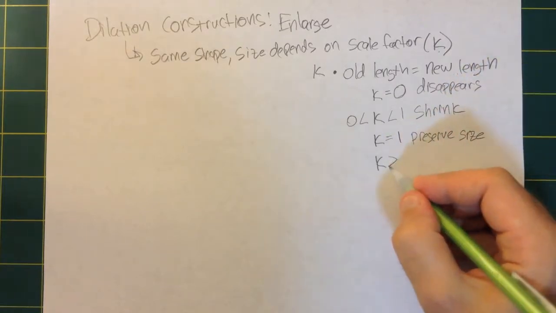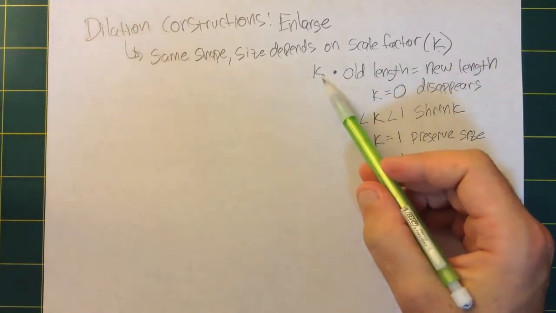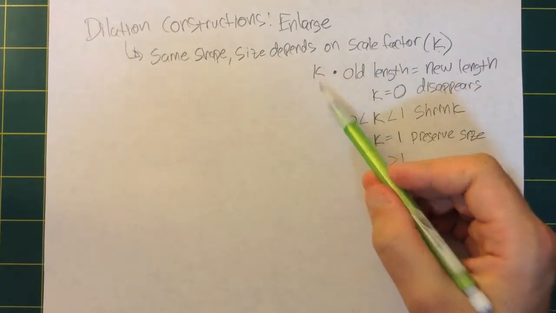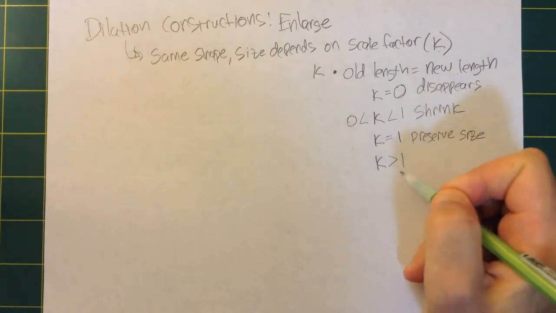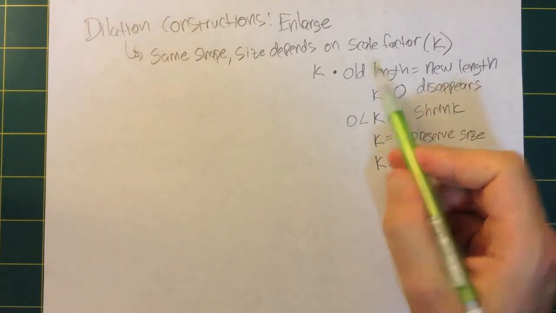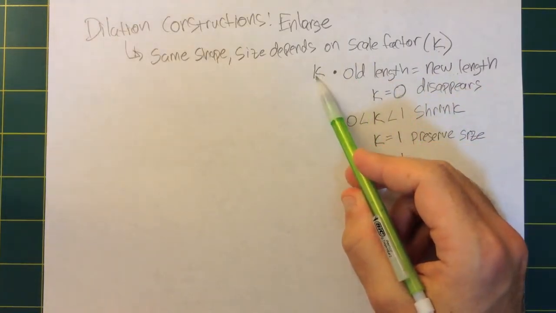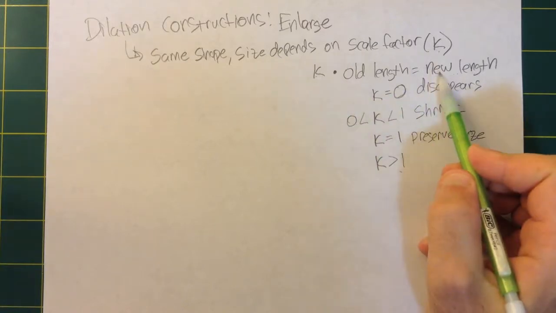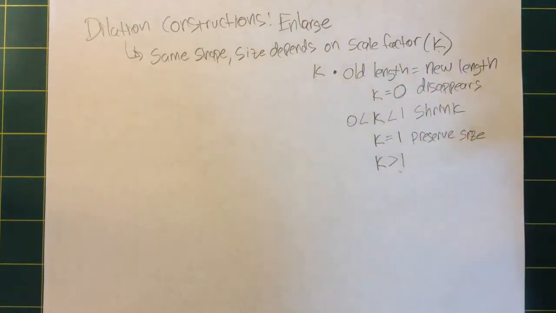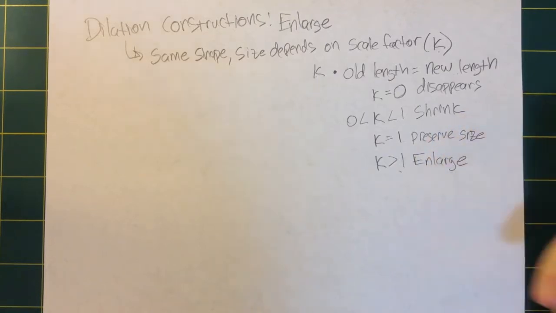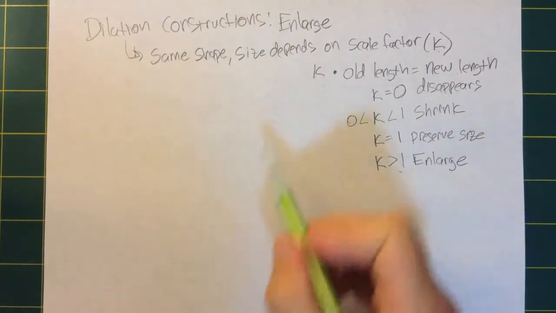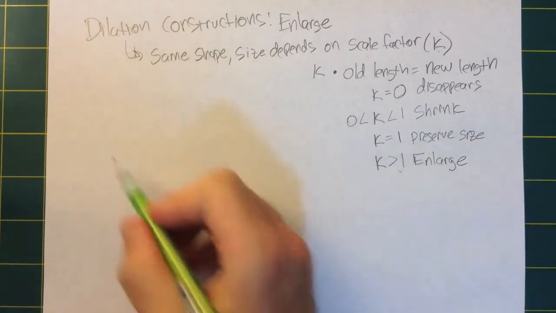If your scale factor is more than 1, like a scale factor could be 3, could be 2.5, could be 10, could be 1.8, any number that's bigger than 1, you're going to take your old length, multiply it by a number that's bigger than 1, and of course that's going to make the number get bigger, and so your new length is going to be more, and you will have enlarged the shape.